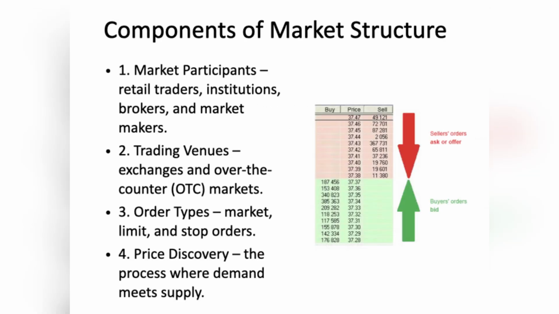There are four key components of market structure. First, the participants, retail traders, institutions, brokers, and market makers. Second, the trading venues, exchanges or over-the-counter markets where trades take place. Third, order types, such as market orders, limit orders, and stop orders that determine how trades are executed. And finally, price discovery, the process through which supply and demand interact to set the price. A good illustration here is an order book, showing bids and asks price.